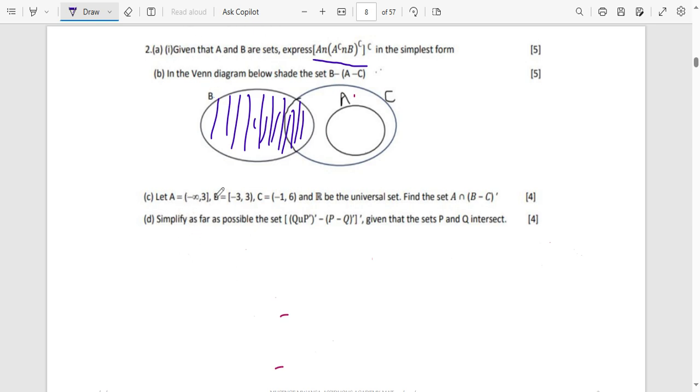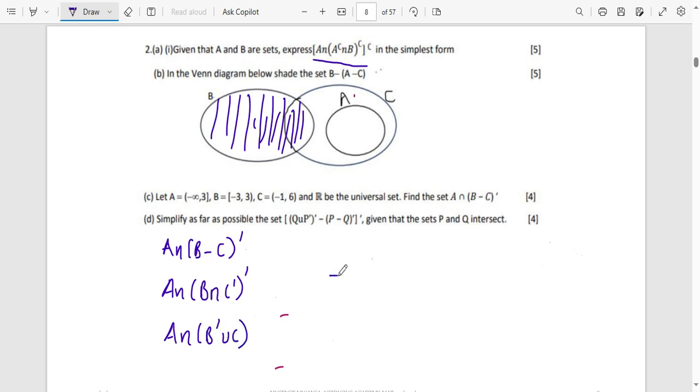Let A be from negative infinity to 3, B from negative 3 to 3, C from negative 1 to 6, and R be the universal set. Now, R is the set of all real numbers. We want to find the set A intersection (B minus C) complement. First, you need to be able to simplify this set. B minus C means B intersection C complement. Then there's another complement outside, so I'll distribute the complement, which becomes A intersection B complement union C.